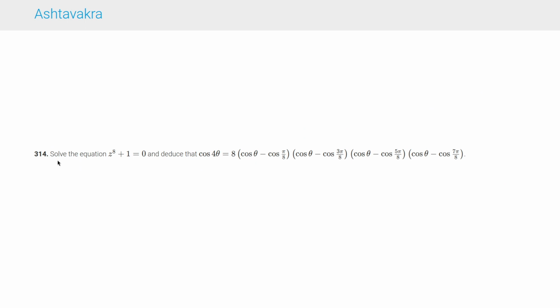Question 314 says that solve the equation z to the power 8 plus 1 is equal to 0 and deduce that cos 4 theta is equal to 8 into cos theta minus cos pi by 8 into cos theta minus cos 3 pi by 8 into cos theta minus cos 5 pi by 8 into cos theta minus cos 7 pi by 8.